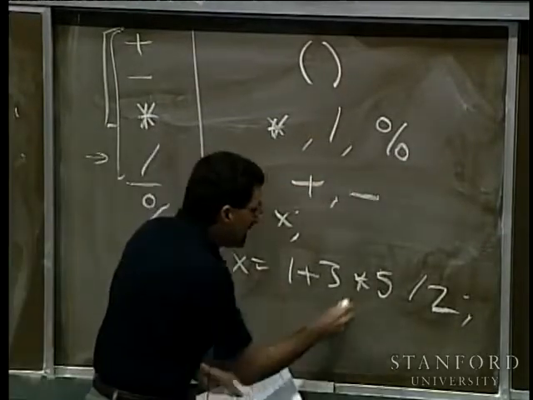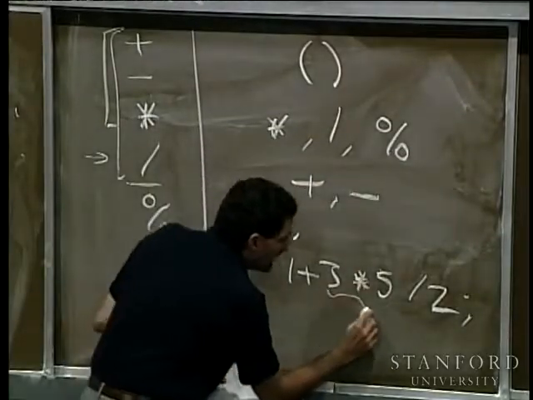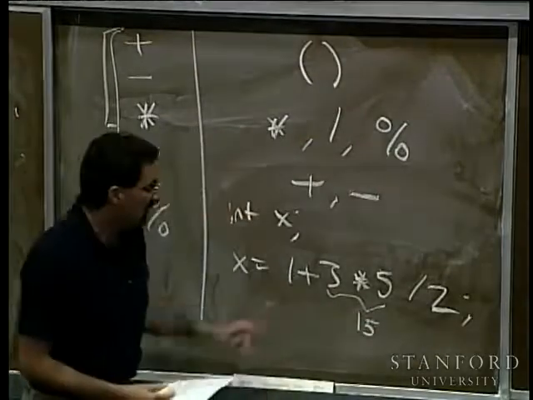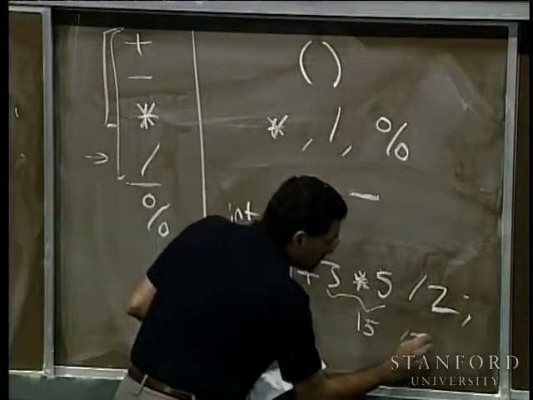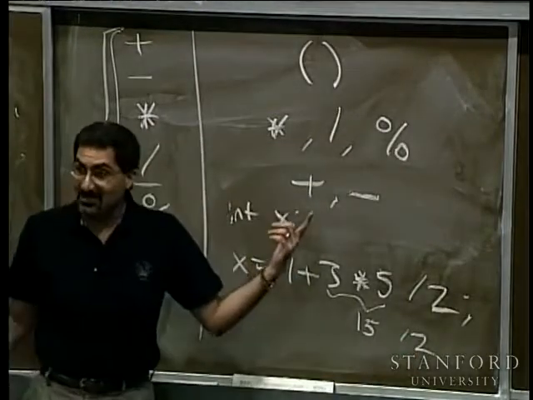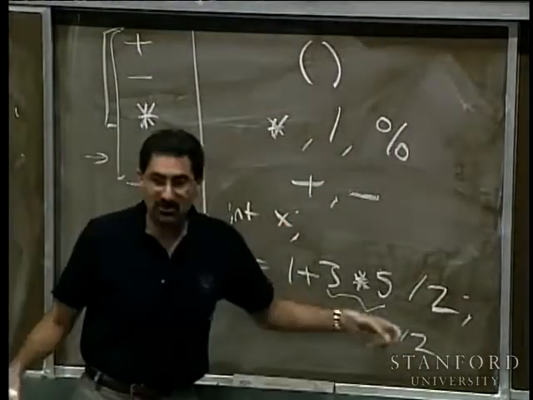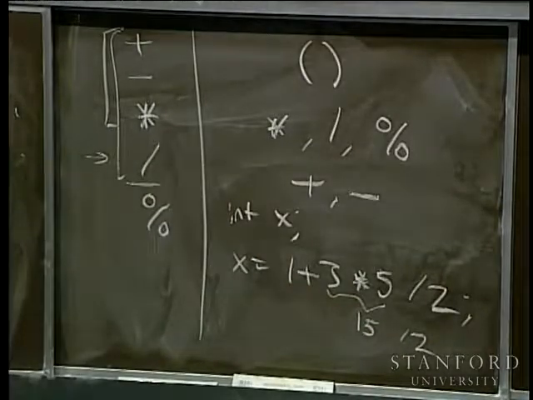So we come across and we say, hey, here's multiplication. We evaluate this thing as 15, right? We don't do this addition first. This 3 times 5 becomes 15. Then we divide it by 2. And you remember what I just said. Hey, this is an integer, this is an integer, so this is integer division. So 15 divided by 2 in integer division is 7.